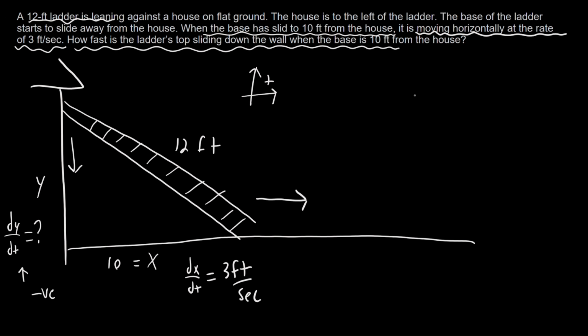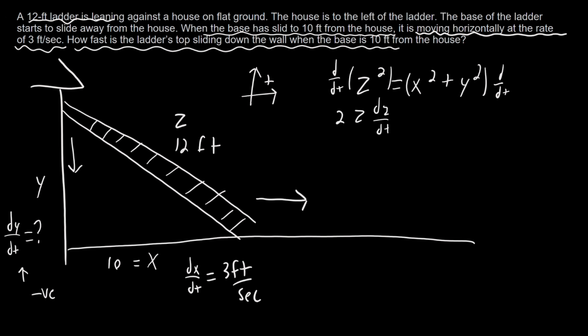So since we could see it makes a triangle, we could use Pythagoras to solve this. And we're just going to call the hypotenuse z. So z squared equals x squared plus y squared. And let's differentiate with respect to time on both sides. So we're going to get 2z dz over dt equals 2x dx over dt plus 2y dy over dt. So we have z, we have x, we have dx over dt. We could find y using Pythagoras again.